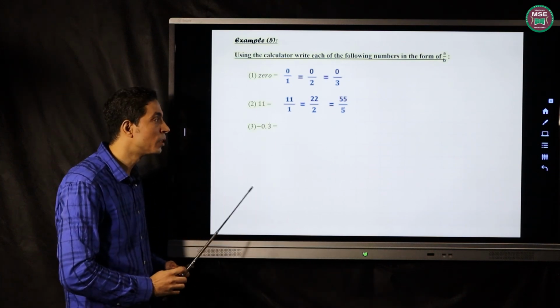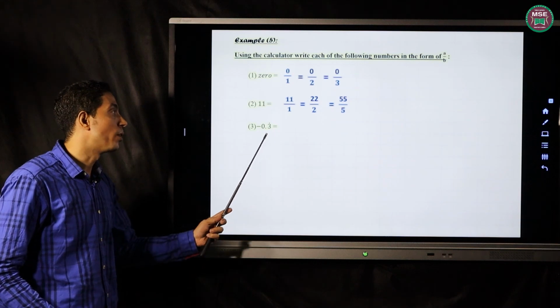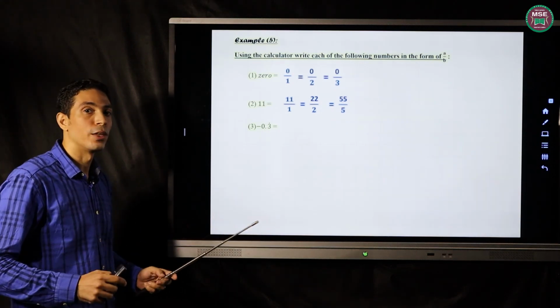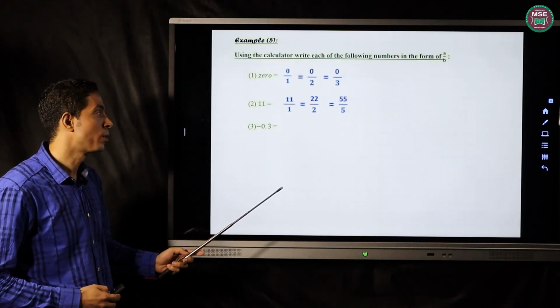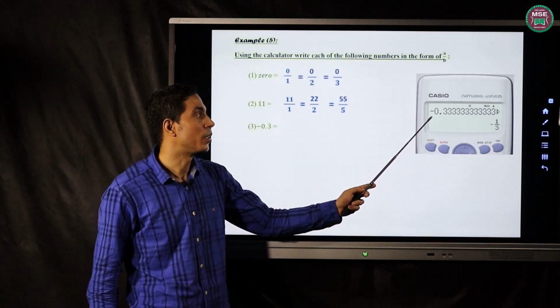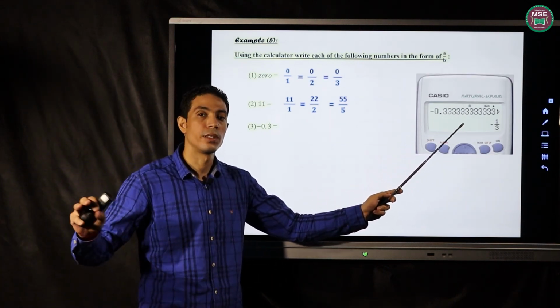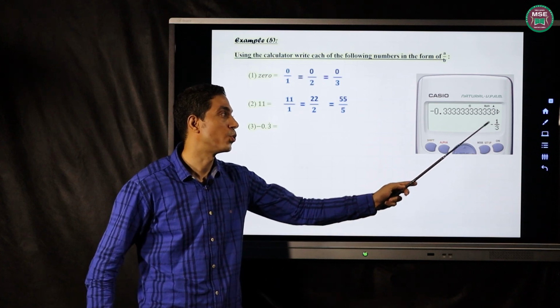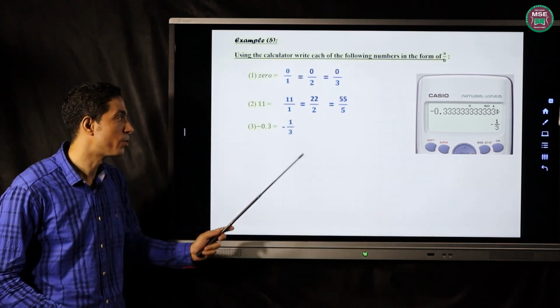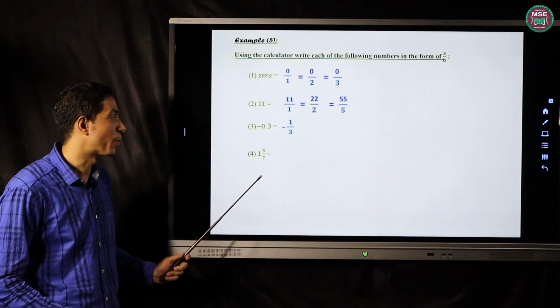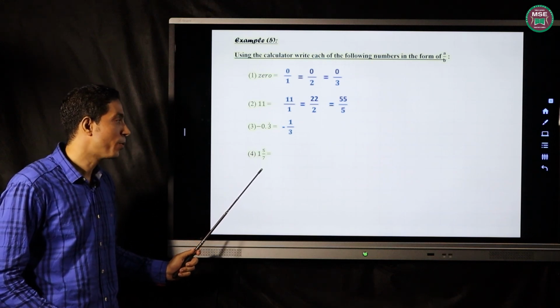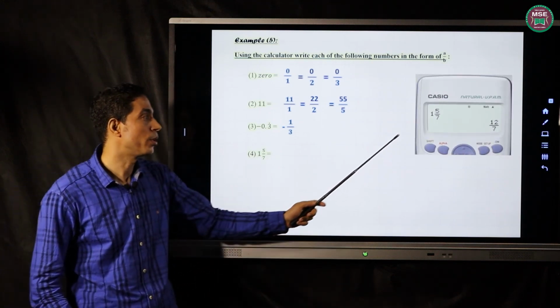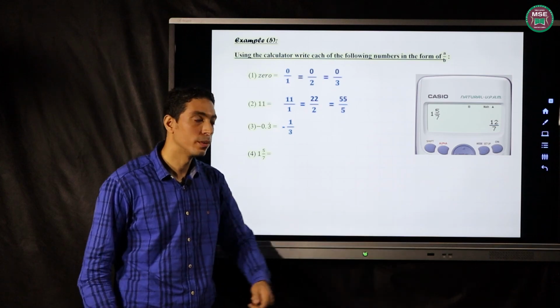Number 3, negative 0.3 with a dot above the number 3, and we said it's a repeating number. We can use the calculator, typing negative 0.33333 and so on, then press equal, it will equal negative 1 over 3. Number 4, 1 and 5 over 7. By using the calculator, it will equal 12 over 7.